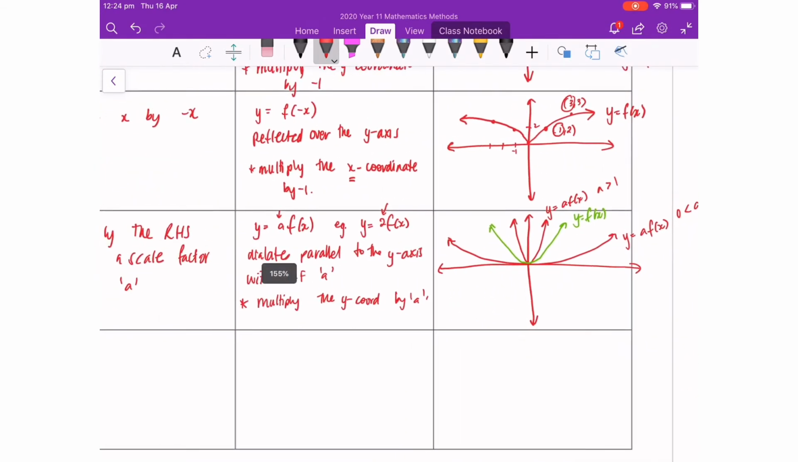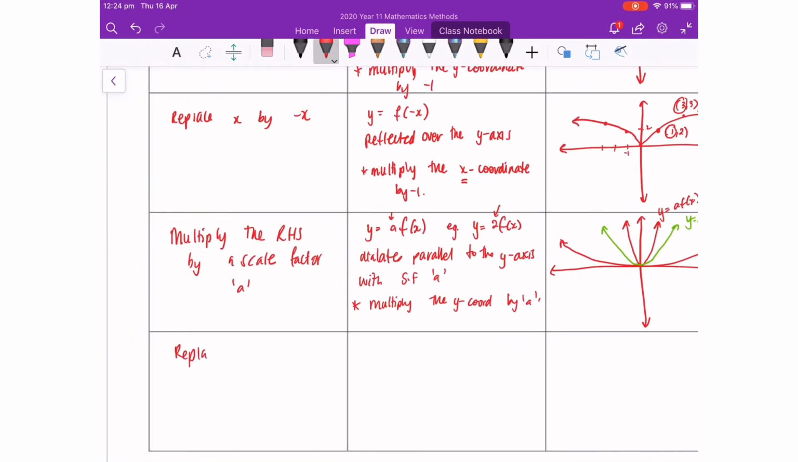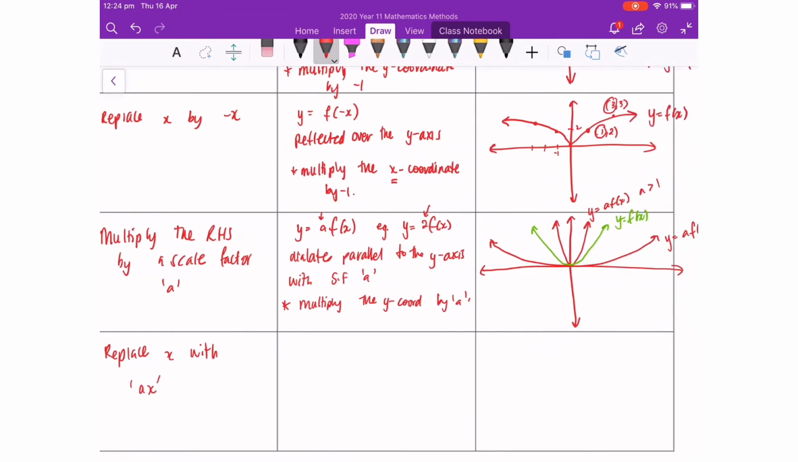Now let's look at one where we replace x with ax. So if the scale factor is just being applied to just the x, okay, so not the whole function, just x, it would look like this. It will dilate parallel to the x-axis with scale factor... this is the sucker. It's actually 1 over a, the reciprocal, okay?